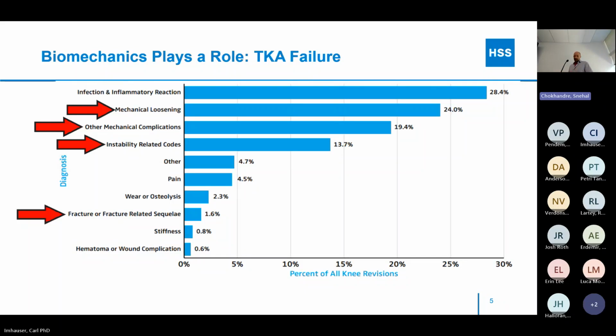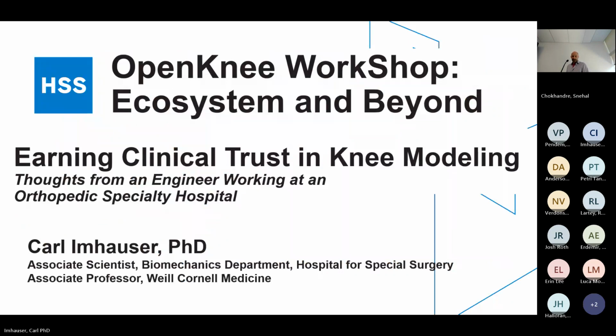And the purpose of this session is to talk about some of the experiences of folks working closely with clinicians to implement those biomechanical principles into surgical decisions, and then talk about how this ecosystem can help. So, I'm the first speaker.